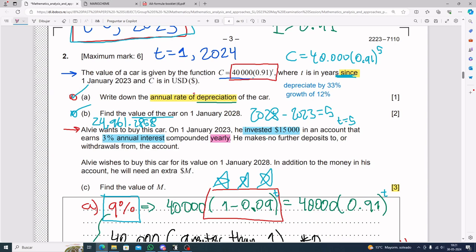I'm putting this in a different color because it's right next to another buzzword. These are two separate buzzwords. He makes no further deposits. This is actually also important. So no further deposits. Let me highlight the important part. So it says no further deposits to or withdrawals from the account.